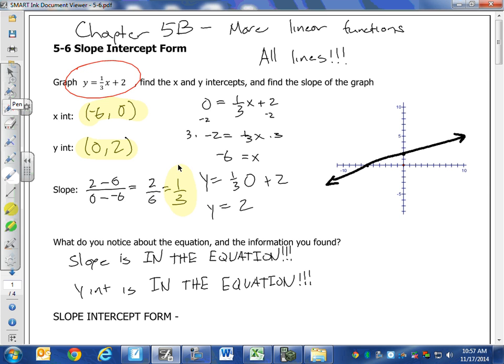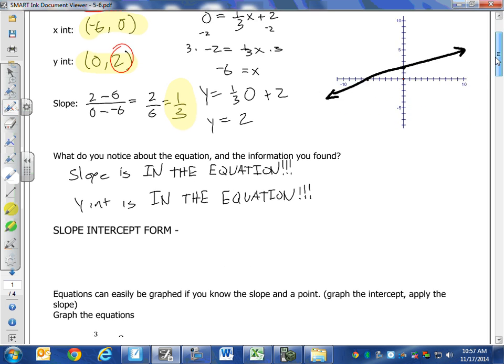We found that the slope is 1/3. Look at that. Slope's 1/3. We found the y-intercept was 2. Well, look at that. The y-intercept is 2. This brings us to the slope-intercept form of a linear equation.